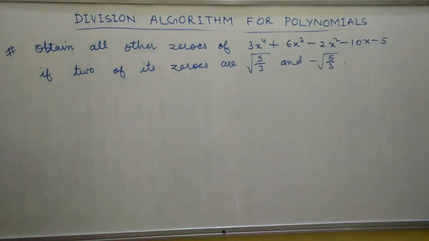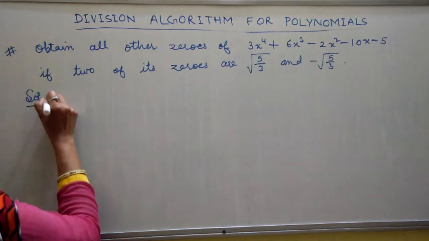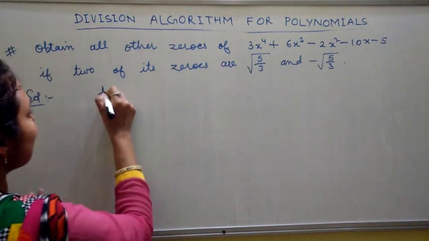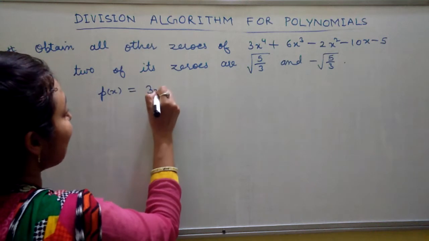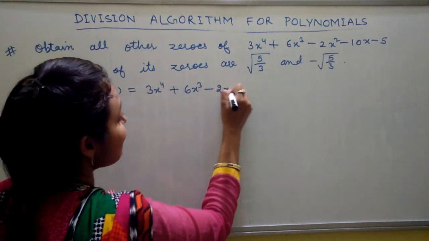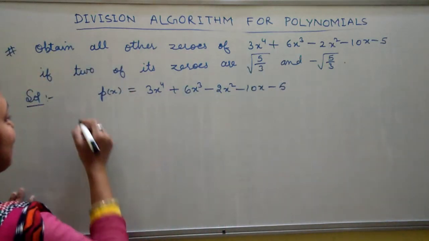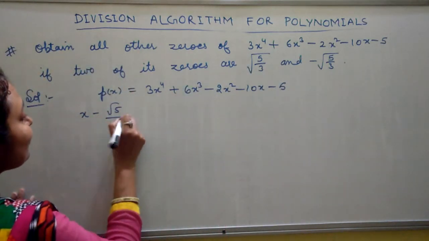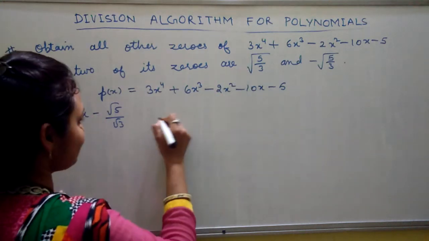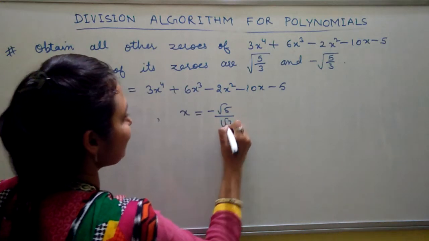So this question is very important. How to solve this question? Take the solution. Very easy question. This is a polynomial p(x), that is 3x4 plus 6x cube minus 2x square minus 10x minus 5. The first value is root 5 by root 3, and we can write root 5 and root 3 separately. The second one is minus root 5 upon root 3.